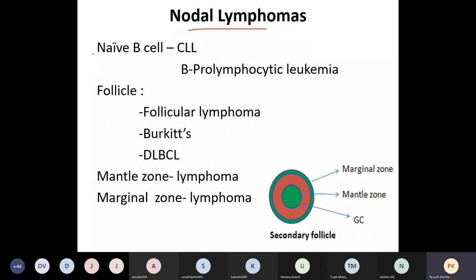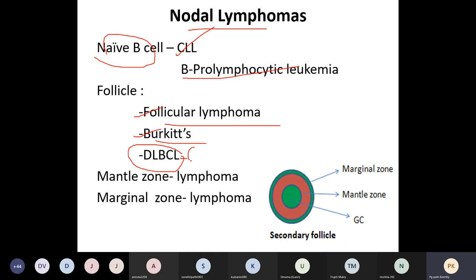What happens to the naive B cell? It can become CLL or prolymphocytic leukemia. Then comes the follicle. If something goes wrong in the germinal center, it will become follicular lymphoma or Burkitt's lymphoma, and one more to remember, DLBCL of germinal center type. Next is the mantle zone. If something goes wrong, it becomes mantle zone lymphoma. That is nothing but the naive B cell acquiring the translocation of cyclin D, that is 11;14. And next is marginal zone lymphoma. See how easy it is to remember nodal lymphomas.